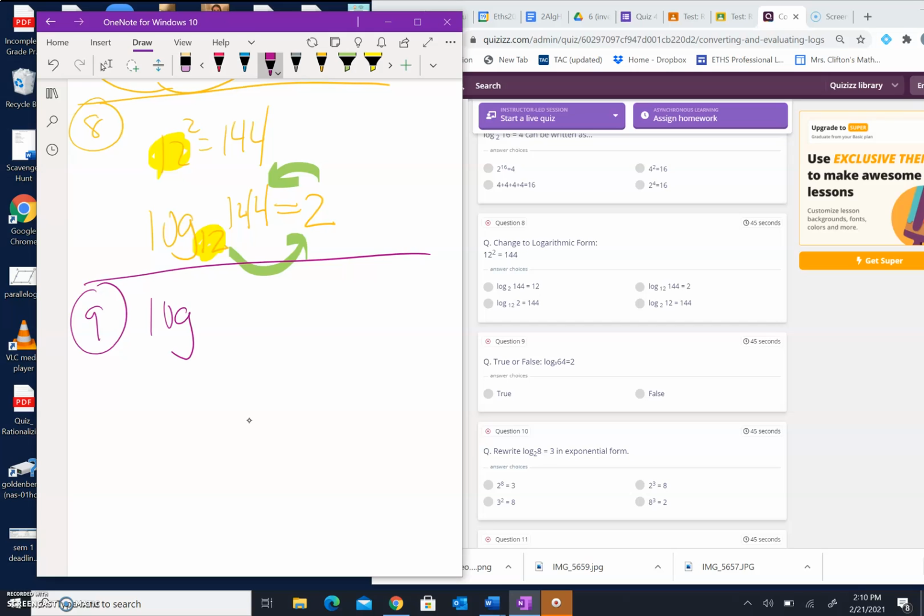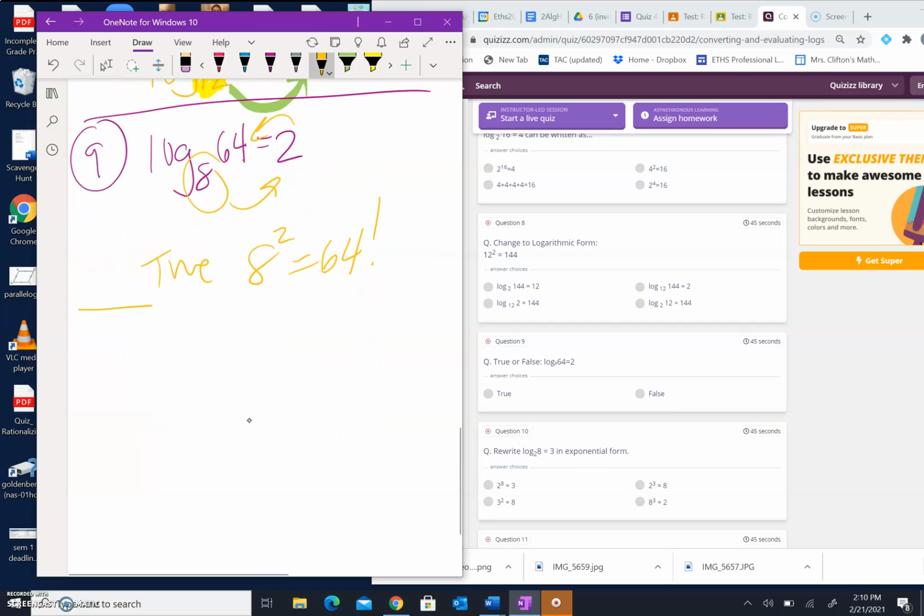We've got a true false. Log base 8 of 64 is equal to 2. Let's check it with the circle method. 8 squared is 64. That's true. Right? It's asking what power do I raise 8 to get to a 64. The power is equal to 2. Let's move on to number 10.